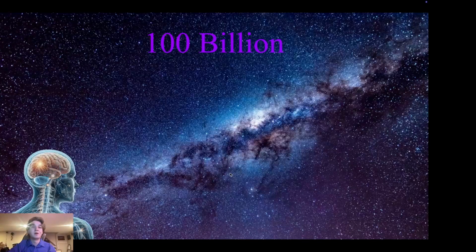100 billion. According to a lab at Yale, researchers estimate that the human brain consists of 100 billion neurons. To put this into perspective, there are more neurons in your brain than there are stars in the entire Milky Way. Additionally, your brain generates enough electricity to power a small LED light bulb.